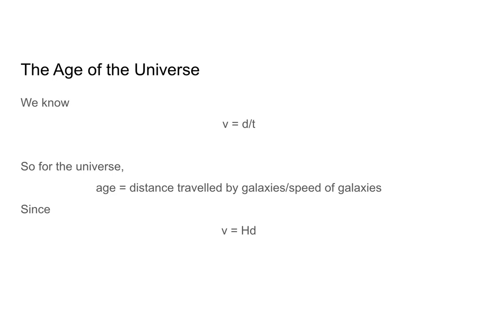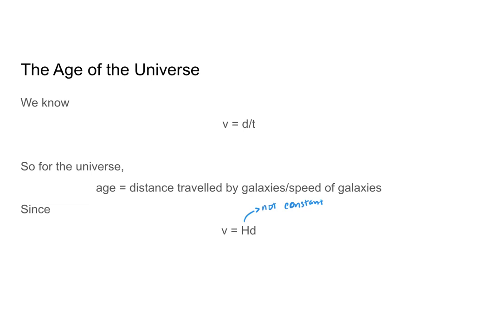So I'd like to take a moment to talk about how we can use Hubble's parameter to determine the age of the universe. Before I do that, I do want to remind you again, Hubble's parameter is not constant. It changes over time because the universe is accelerating. So when we talk about using Hubble's parameter to figure out the age of the universe, we are talking about using the current Hubble parameter.